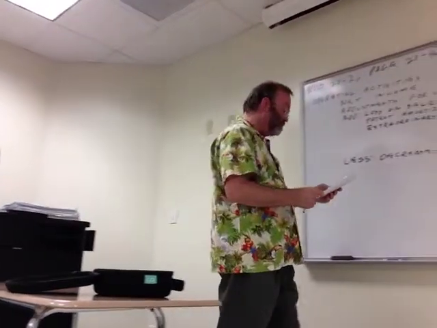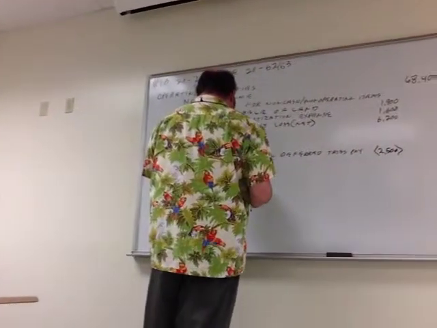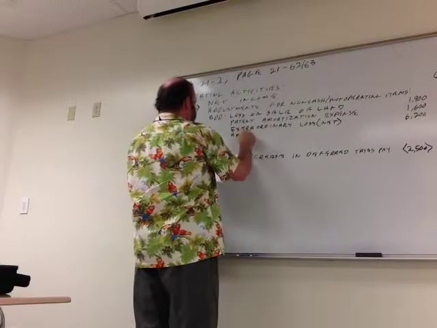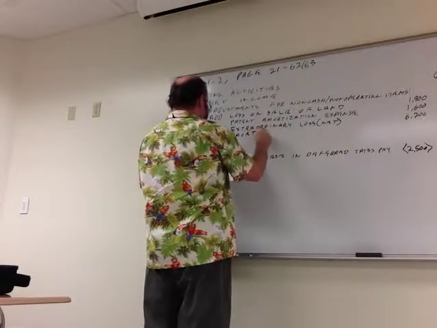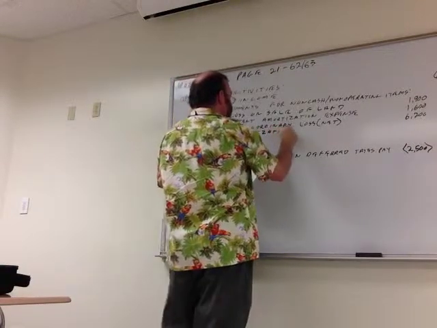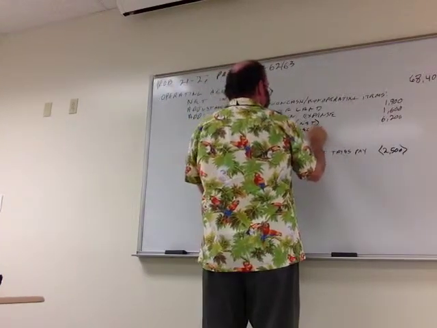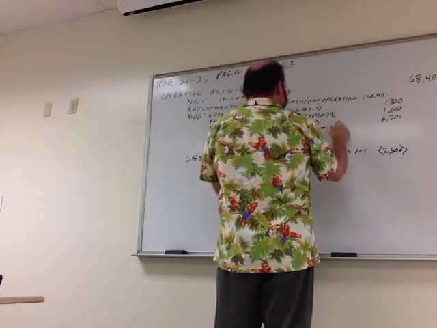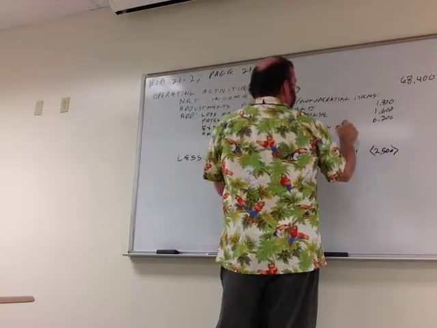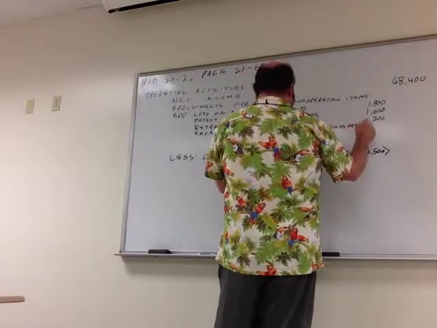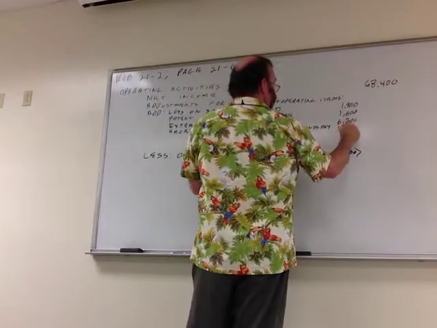Okay, here's an amortization of discount on bonds payable. So this is just like the last problem. We have an amortization of discount on bonds payable of $1,300.